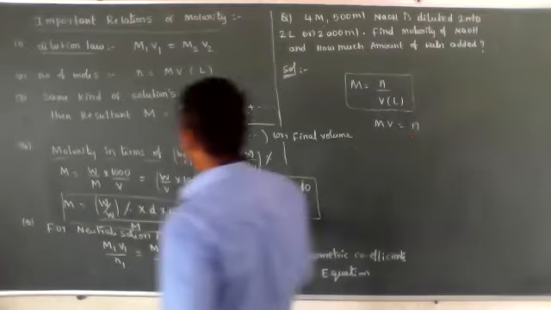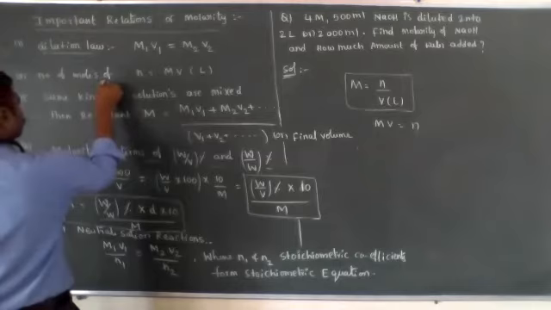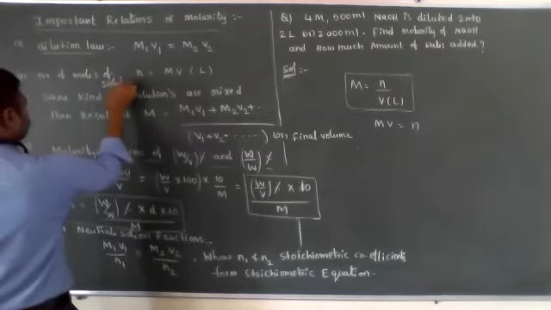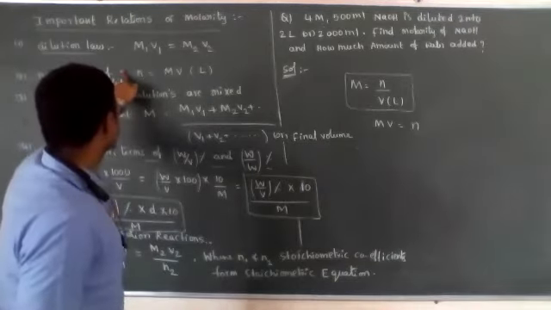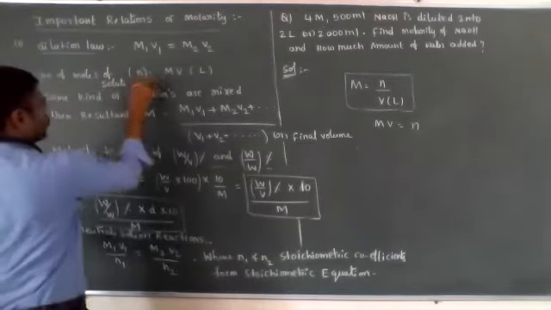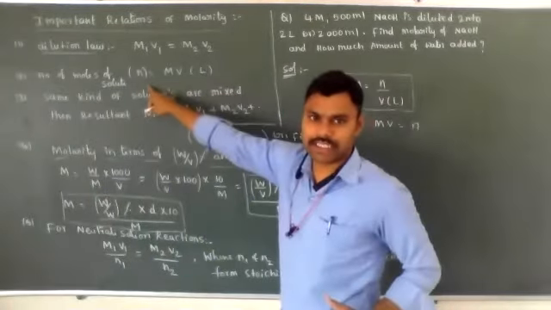So number of moles of solute is equal to molarity into volume in liters. So the number of moles is constant.